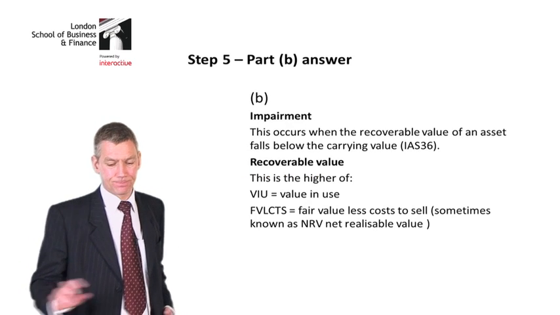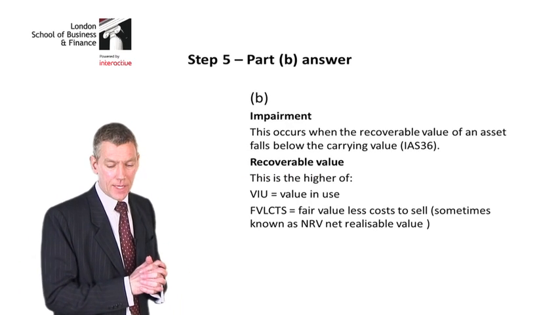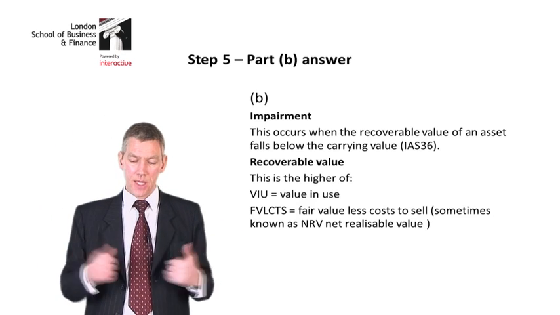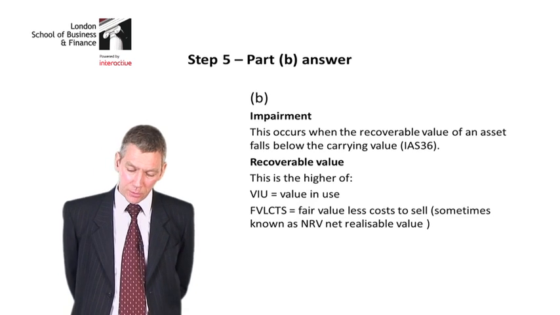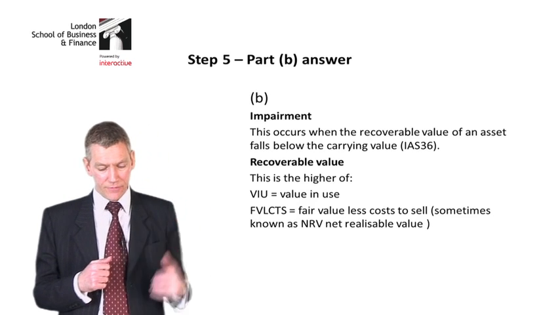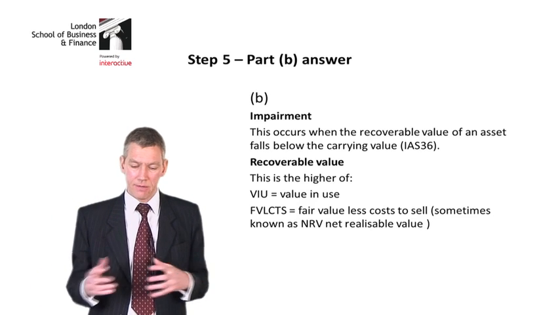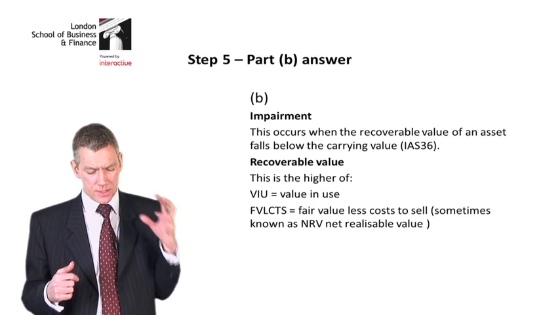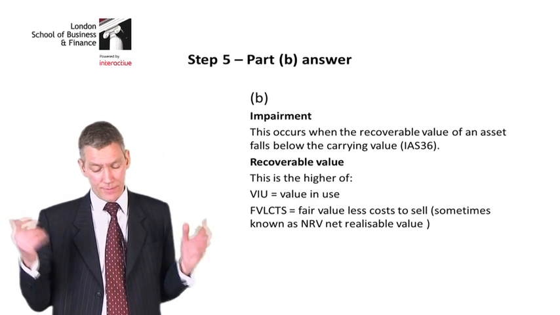Here it is. See what you think of my answer. You remember top down, first of all, we just get the basics. So B, impairment. This occurs when the recoverable value of an asset falls below the carrying value. Easy peasy. Recoverable value, definition. It's the higher of VIU and fair value less cost to sell. Fair value less cost to sell is sometimes known as NRV. I just mentioned that in passing.